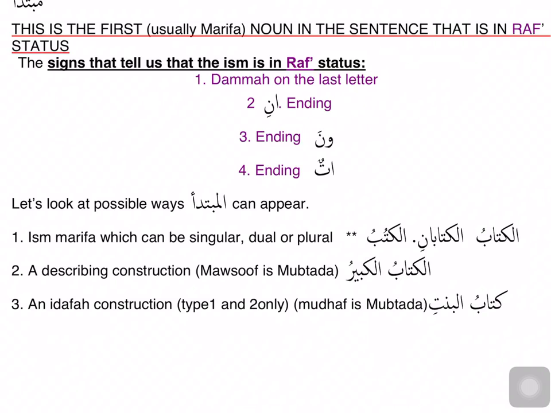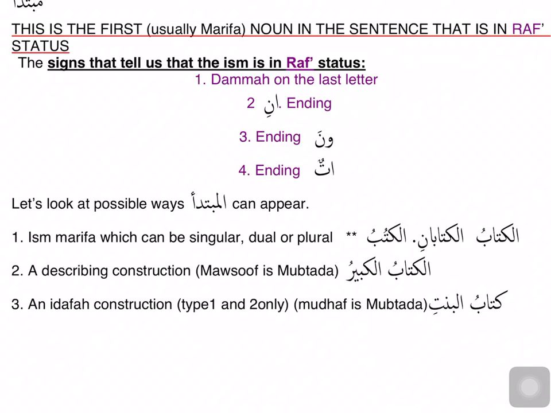Or if no ending is present in the word, then the haraka on the last letter, if it's a dhamma, shows me that this noun is in rough status. So these are the 4 ways a mu'rab noun will tell me I'm in rough status. But do remember, there are mabni nouns. A mabni ism is an inflexible noun. It never shows its status. So even if it's in rough status, it will not be able to show it.